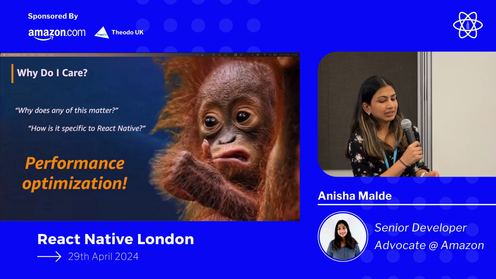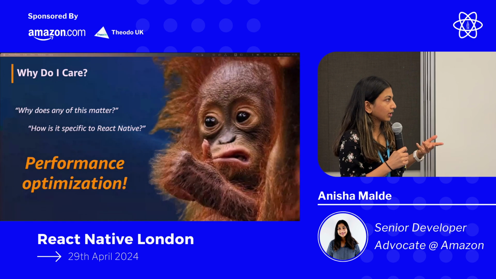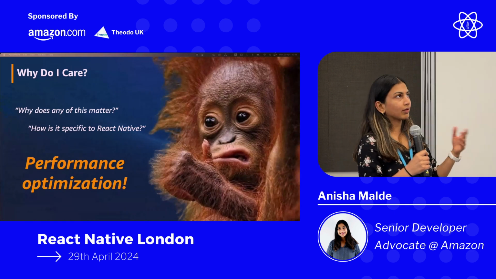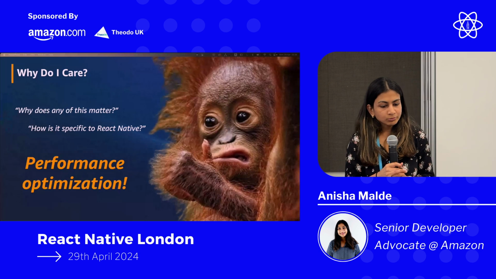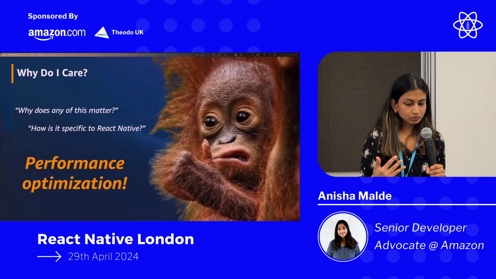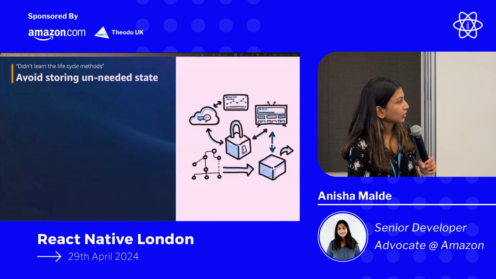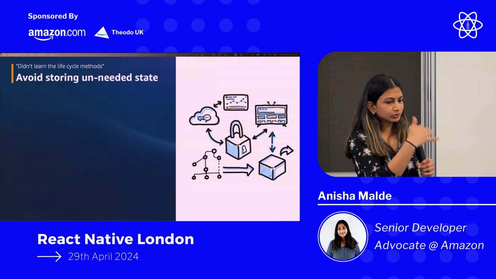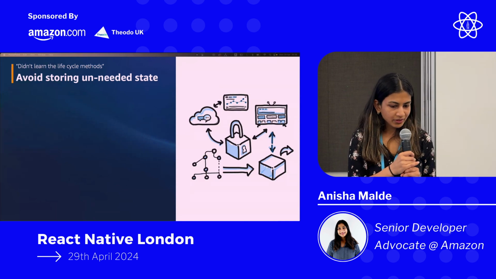app bundle size. And most of the time, we're not thinking about the first two things, like how do we make sure we're not re-rendering unnecessarily. And I think these generational differences and how to mitigate them hopefully will help with performance optimization. So the first one is for those who didn't learn the life cycle methods.